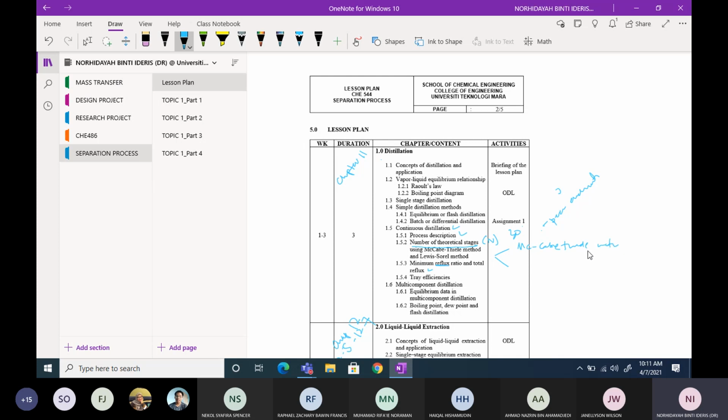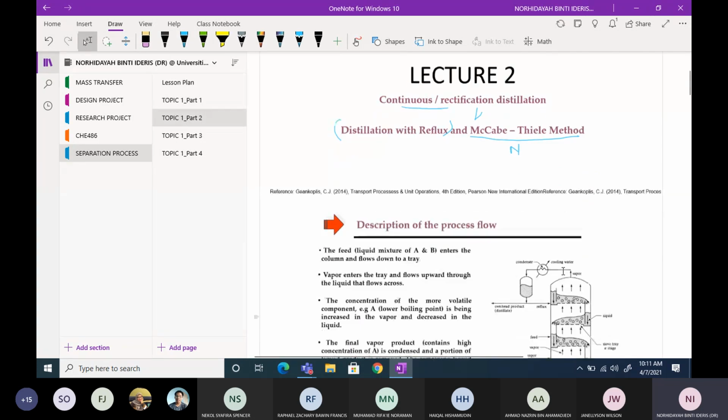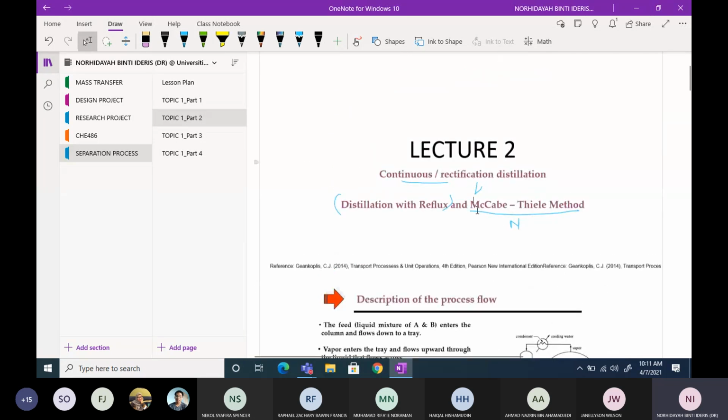Maybe in the second class or next week, we'll start to cover the Lewis-Sorel method. But the objective, whether you use the first method or the second method, is that we want to calculate the number of stages. Later on, we will cover the tray efficiency, maybe next week. So now, going back to topic 1, part 2.